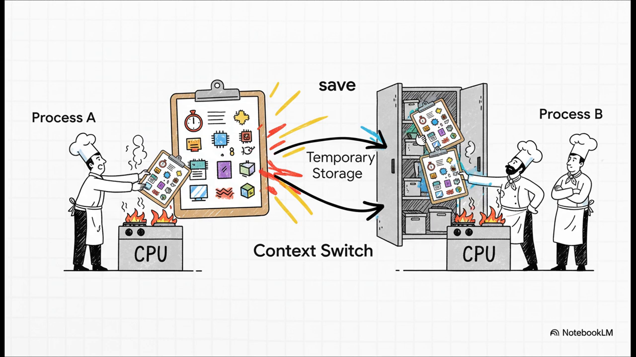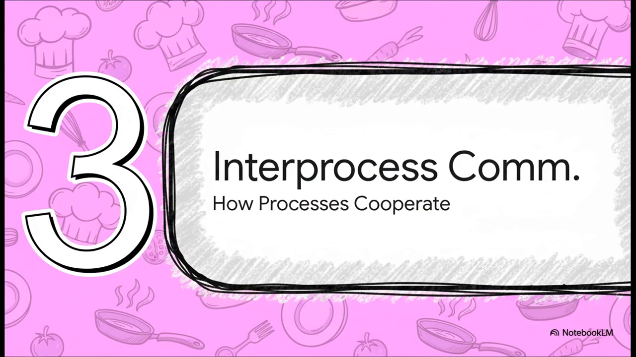The PCB stores everything the OS needs to know. What's its current state? What's the very next instruction it needs to run? What memory is it using? This is absolutely crucial because it lets the OS instantly pause one process, save everything about it to this clipboard, and then switch to another one. That super fast swap is called a context switch, and it's what creates that amazing illusion that everything is happening at once.